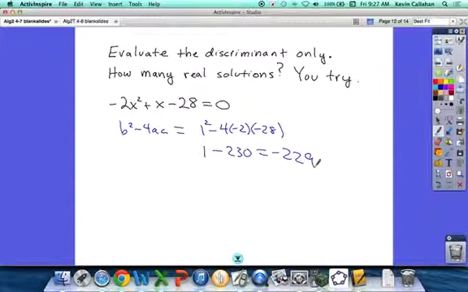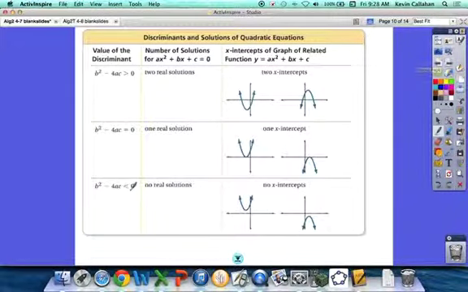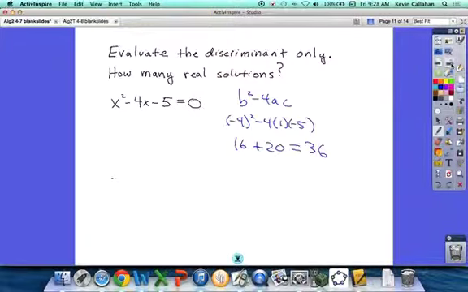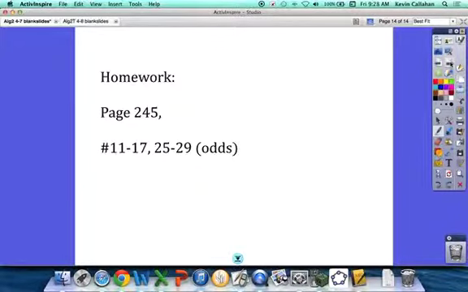How many real solutions do you expect if the discriminant is less than 0? 0. Right? That's that last one. The discriminant was less than 0, so no real solutions. If we graphed it, it wouldn't cross the x-axis. So it's 2 real solutions for the first problem, and no real solutions for this one. Okay, so that's the homework.